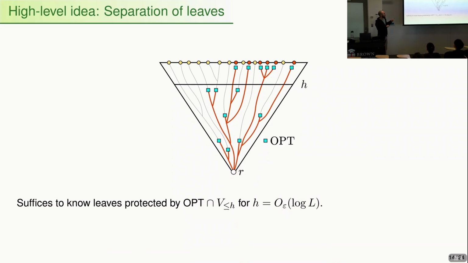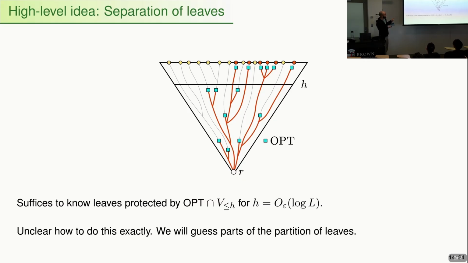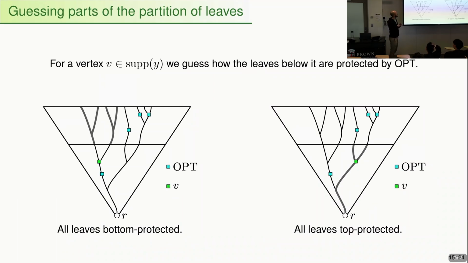Okay, this is essentially what I've already said. So if we knew this partition, so which vertices are protected by the bottom levels and which are by the opt levels, then we would be done. Of course, how to compute this partition is pretty much unclear. We won't do it exactly, but I will explain in the following how we can do this. For this, we use an enumeration algorithm where we let ourselves be guided by fractional solutions.